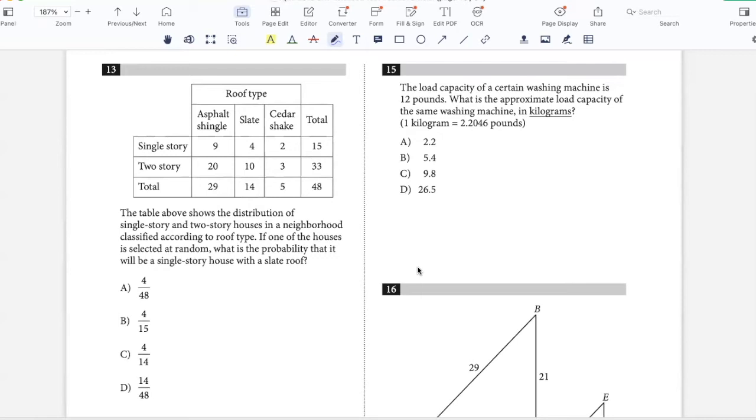Okay, the table above shows the distribution of single-story and two-story houses in a neighborhood classified according to roof type. If one of the houses is selected at random, what is the probability that it will be a single-story house with a slate roof? So if one of the houses is selected at random, my denominator will be all possible values of houses, which is 48. And single-story house with a slate roof is 4. So that would be 4 by 48, option A.